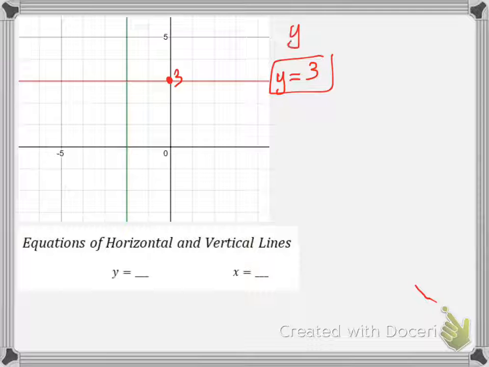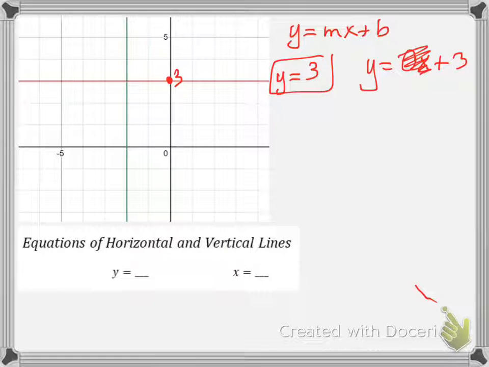If I tried to write y equals mx plus b, I would be saying touches the y-axis at 3 and has a slope of 0. You can see that makes this disappear. I still just get y equals 3. Every horizontal line should be like that.